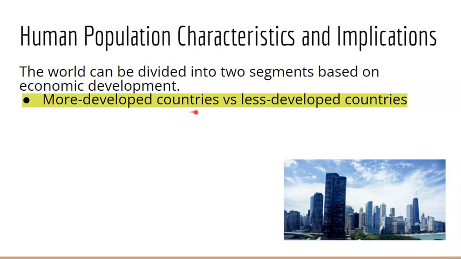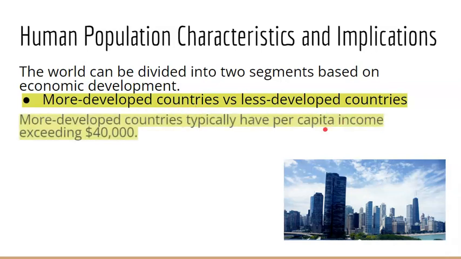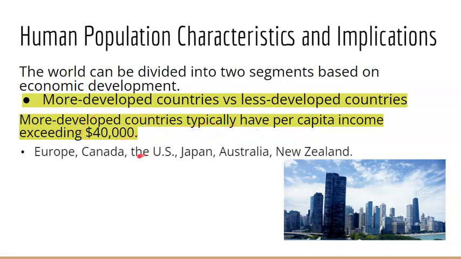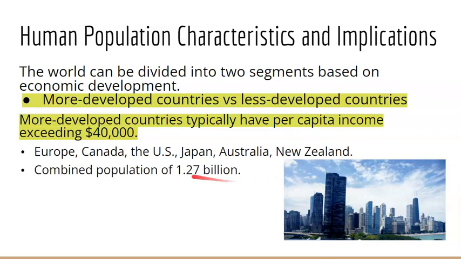And that's going to be more developed countries versus less developed countries. More developed countries typically have a per capita income exceeding 40,000. That's going to be Europe, Canada, the US, Japan, Australia, and New Zealand. They have a combined population of 1.27 billion people.